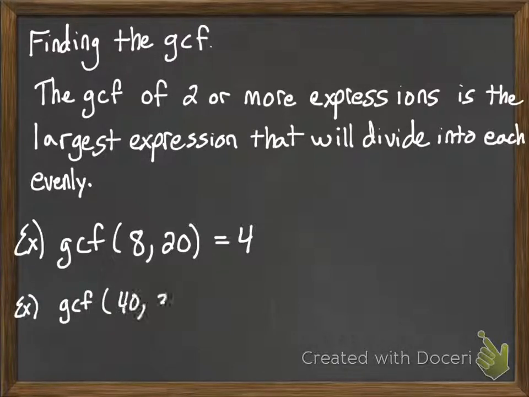As another example, consider the GCF of 40 and 32. Well, 4 goes into both 40 and 32, but it's not the biggest. 8 is bigger, so 8 is the GCF of 40 and 32, and there's nothing bigger than 8 that would work for both.